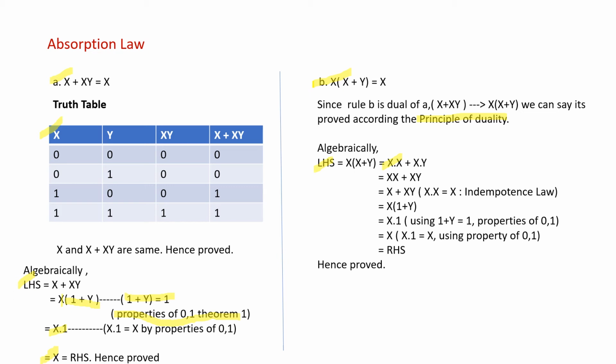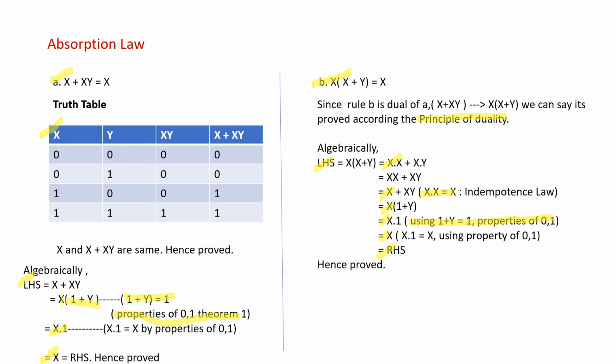According to the idempotence law, we know that x and x is nothing but x, and we put that in the expression and get x or x and y. We can take out x as common, and we get 1 or y in the braces. According to the properties of 0 and 1, 1 or y is nothing but 1, and replacing that in the expression, we get the result as x, which is nothing but the RHS.